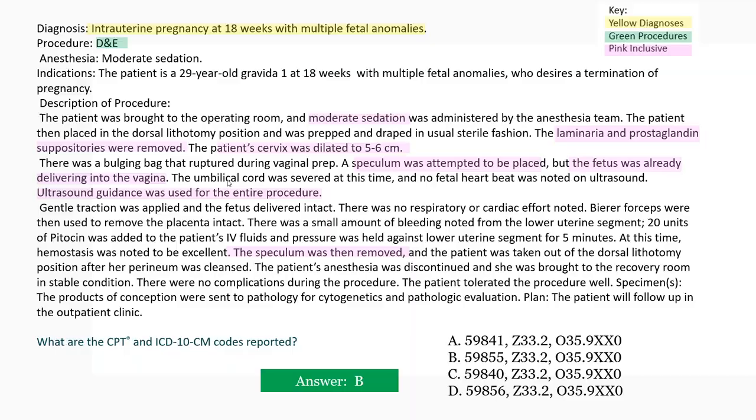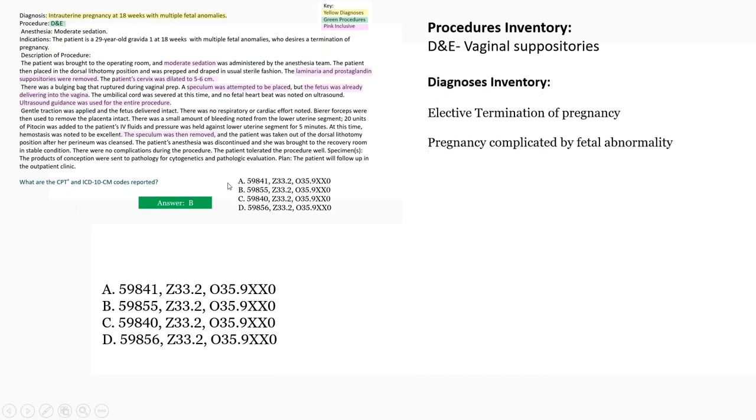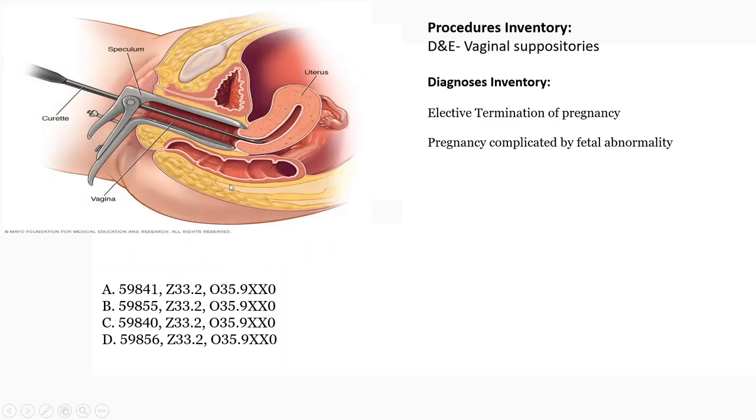And now let's solve this one. For the procedure inventory, we have dilation and evacuation using vaginal suppositories. For the diagnosis inventory, we have elective termination of pregnancy and pregnancy complicated by fetal abnormalities.